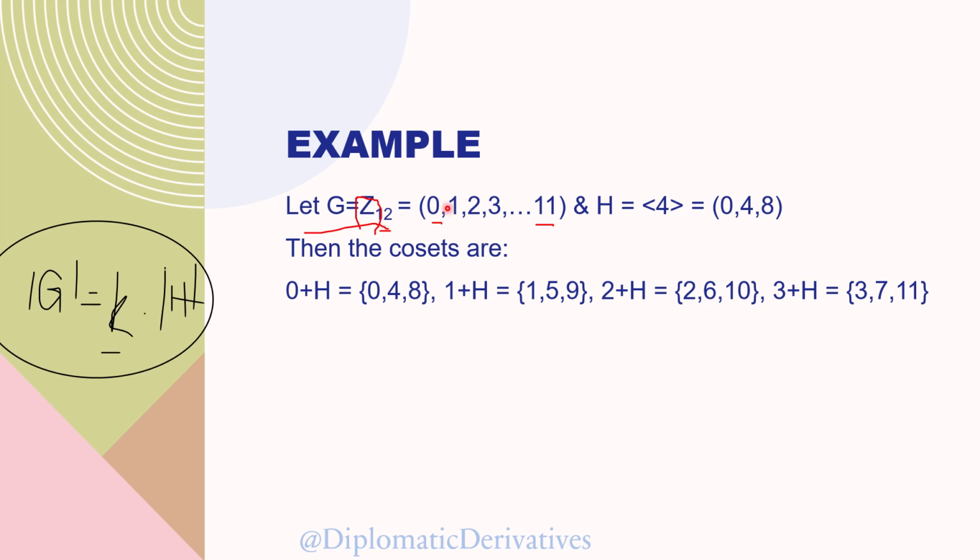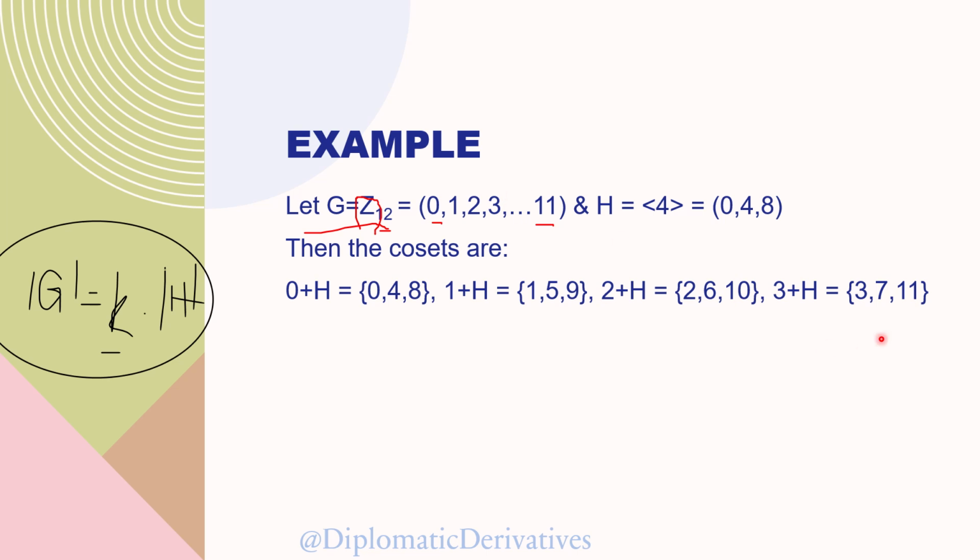Okay, then we have 2. 2 plus 0, 2. 2 plus 4, 6. 2 plus 8, 10. Again, the elements exist here and these are being divided here. These elements do not exist here. They're all disjoint. Then again 3. 3 plus 0, 3. 3 plus 4, 7. And 3 plus 8, 11. Again, these elements do not exist anywhere else in the cosets. They are coming from the main group.